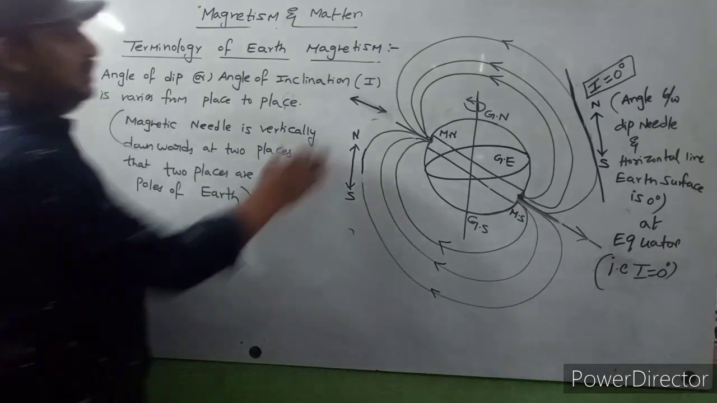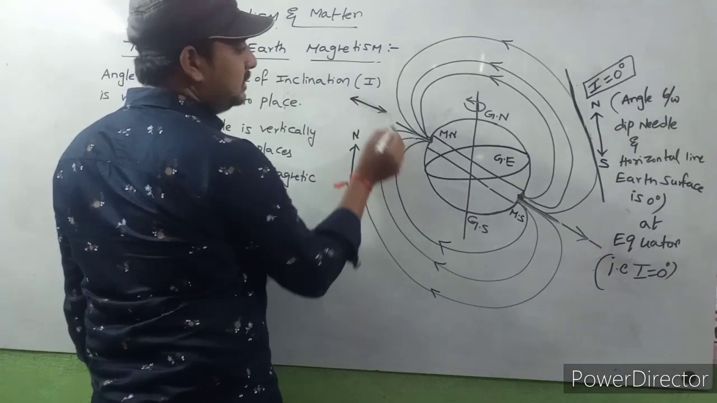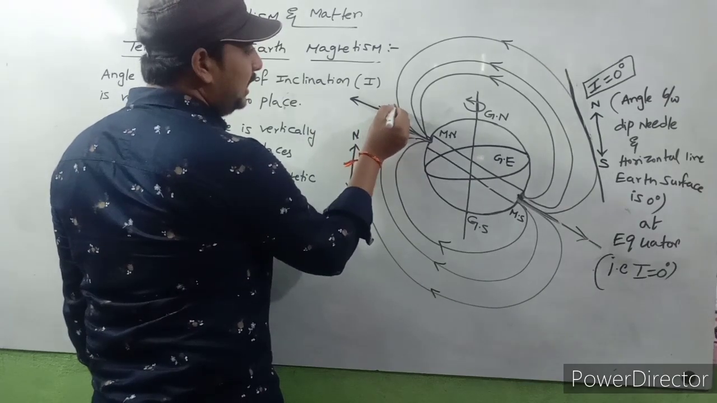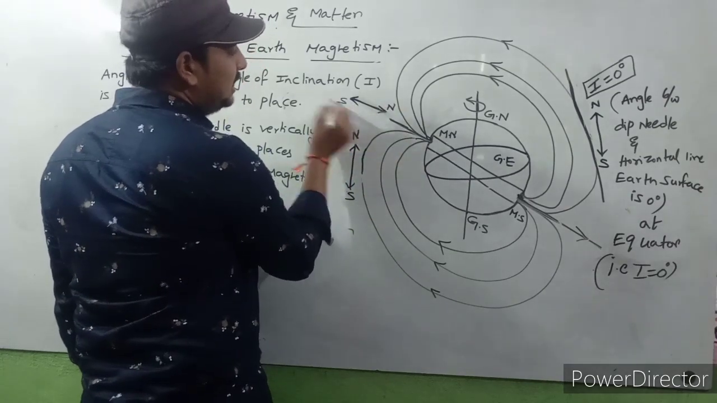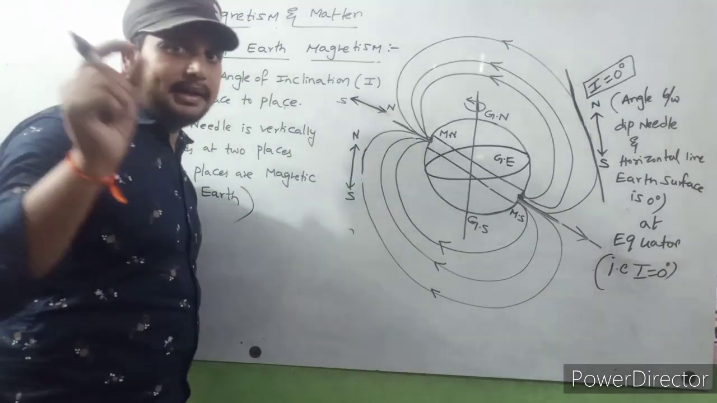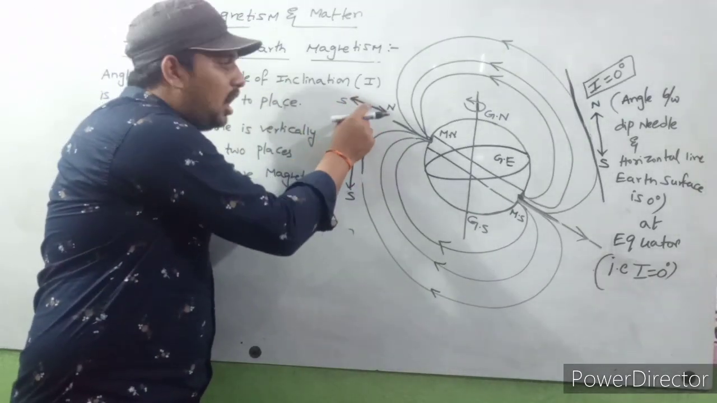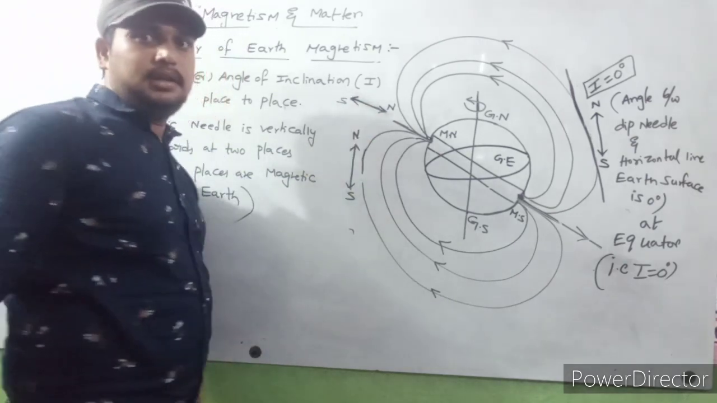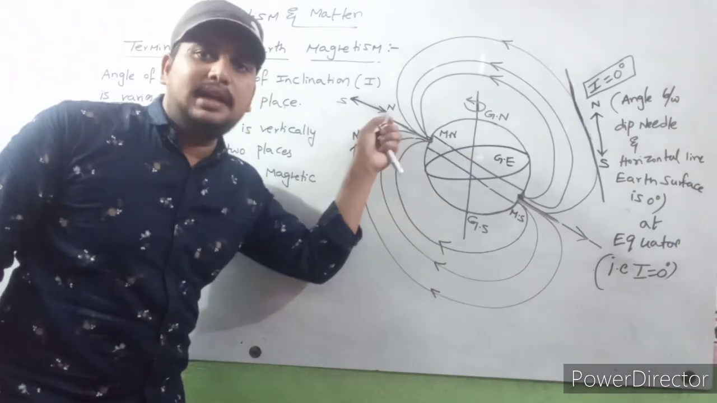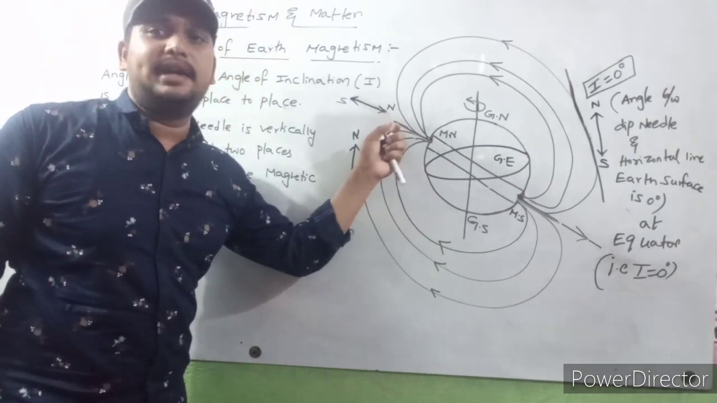So here observe carefully. I place the needle here. The north pole of the needle is vertically downwards and the south pole of the needle is vertically upwards. If I bring the magnetic needle nearer to here, the north pole of the magnetic needle is vertically downwards. That indicates the magnetic north pole.